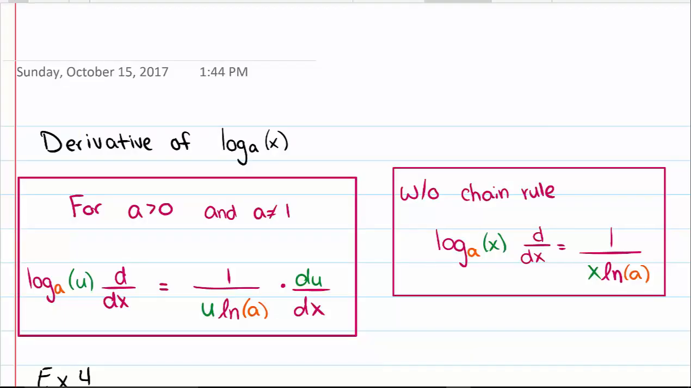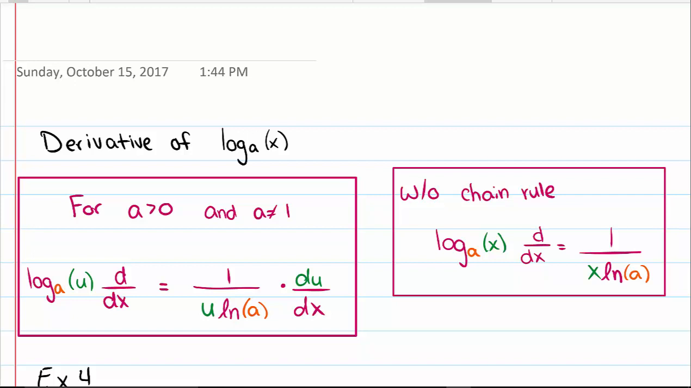Now we're going to talk about the derivative of log base a of x. So in the previous example, we talked about the derivative of ln of x, which is log base e of x. But now we're going to talk about the derivative of any logarithm in general. So there's two ways to do this.